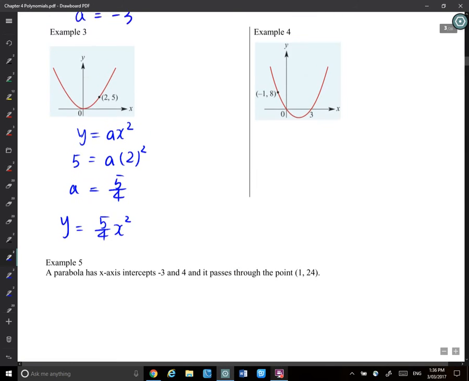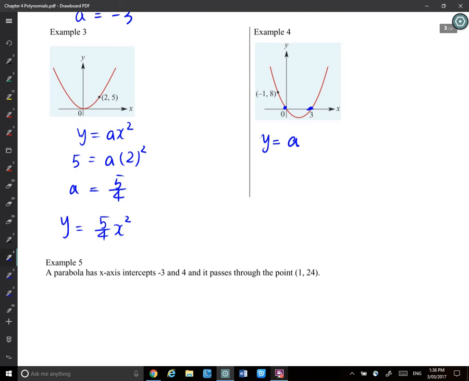Okay, the next one, you have information at the x-intercepts. So y will equal a. Doesn't matter what kind of question you have, you always start from a for quadratic. It doesn't matter if they give you the turning point, intercepts, or general points, you always start by writing a.